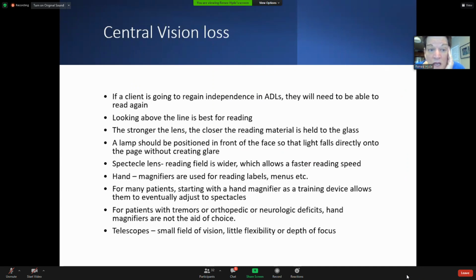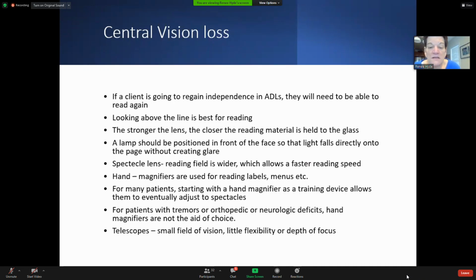If they're going to be able to regain their independence in ADLs, they'll have to be able to read again. Typically, lamps should be positioned in front of the face so that the light falls directly onto the page without creating glare. A lot of times, with patients who have neurological deficits or Parkinson's, hand magnifiers are not the aid of choice. In fact, we would probably use a stand magnifier for those folks.